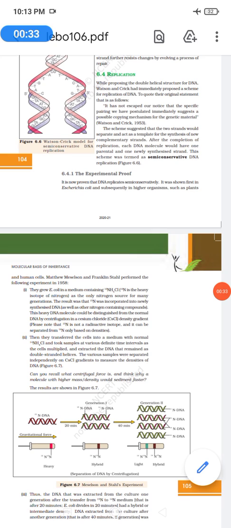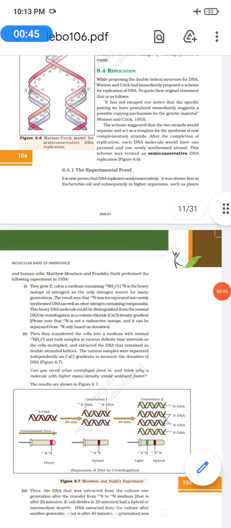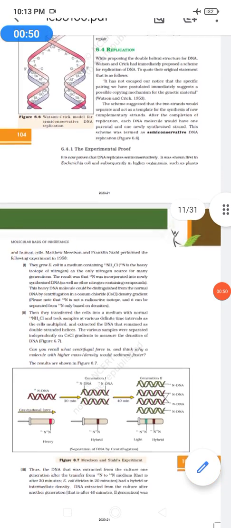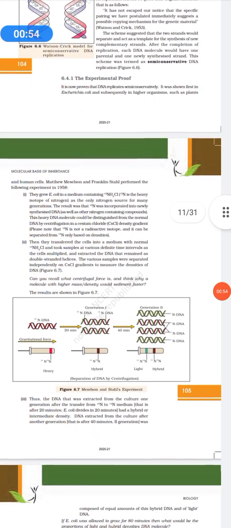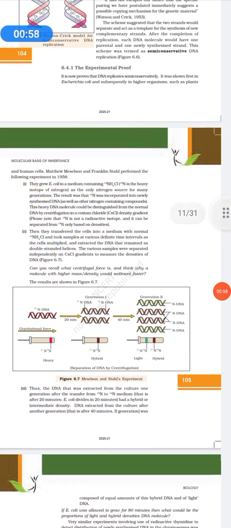One of the strands is the base for the replication of the other strand. That is why we can say that it is semi-conservative. So DNA replication is semi-conservative. Okay, so what is the experimental proof that we have here? It was proven that DNA replicates semi-conservatively.